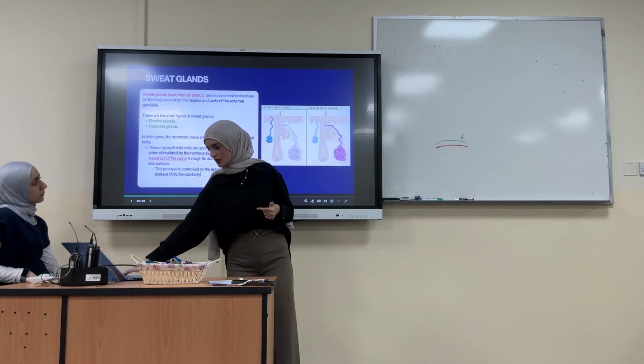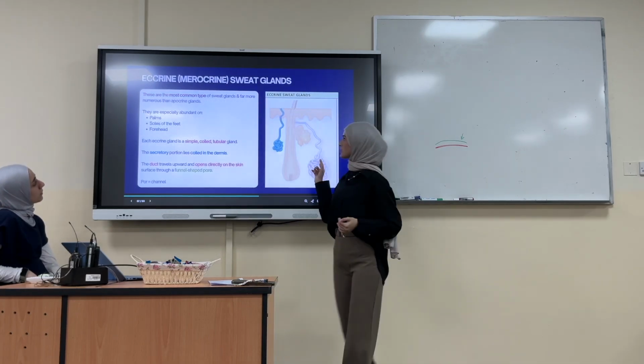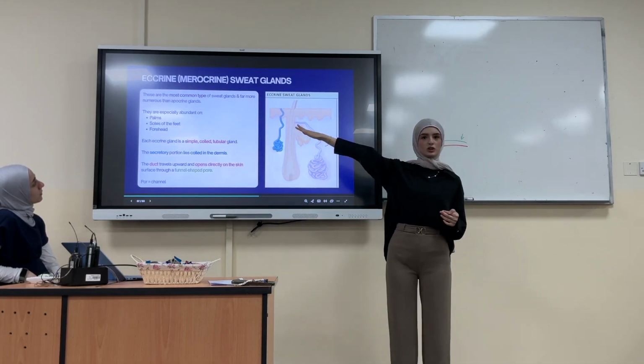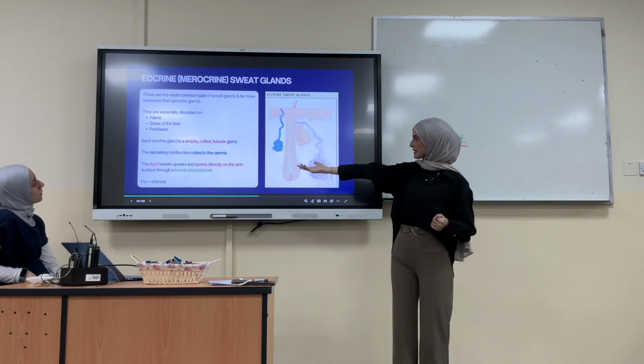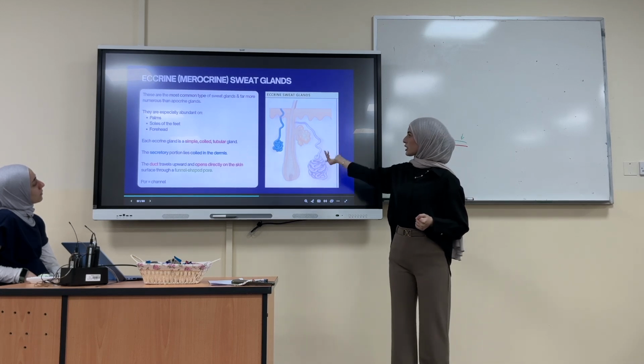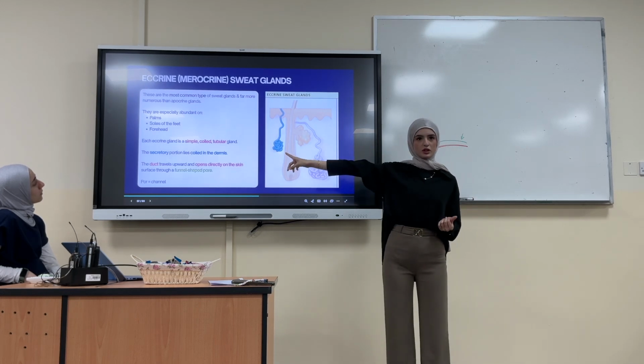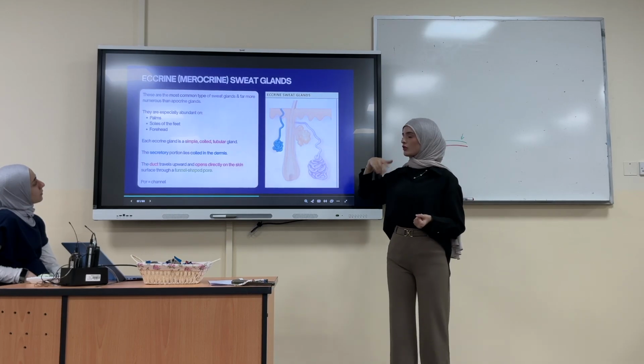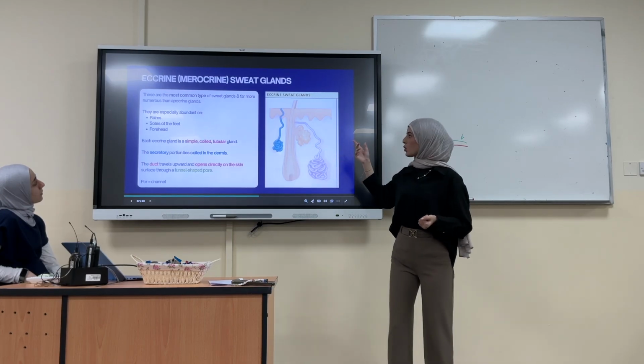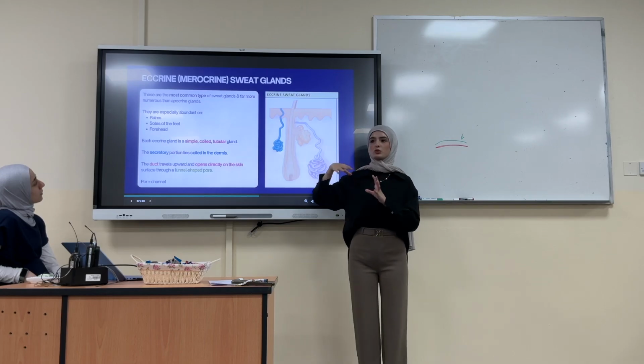Tamam? Okay. Let's go into the first type. Eccrine, also called merocrine sweat glands. The eccrine or merocrine sweat glands are the most common type of sweat glands. They are far more numerous than the apocrine. Where are they found the most? Where can we find them most?